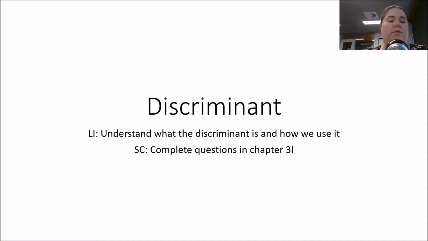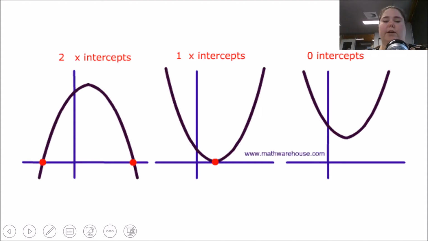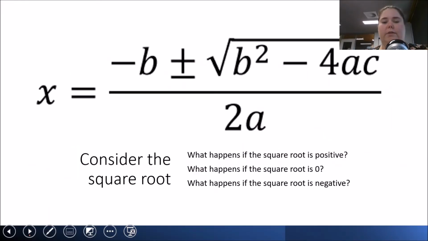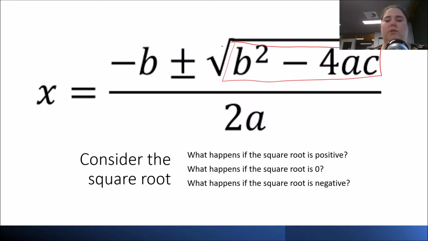The discriminant. The discriminant is part of our quadratic equation, and it tells us how many intercepts we have, whether we have 2 x-intercepts in our quadratic, we have 1, or we have none. So that's why we use it. This is our quadratic equation, and we're considering the bit under the square root. If that bit is 0, then all we have is negative b on 2a. So we know that would only give us one solution.